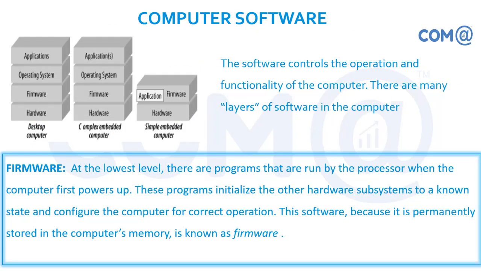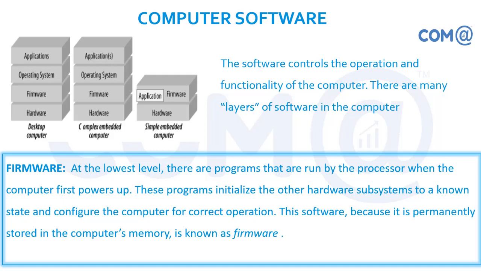Computer software. So software controls the operation and functionality of the computer. So hardware is a physical component what you can see, but software you cannot see it. So it will be available inside the computer. So we have different types of software available.